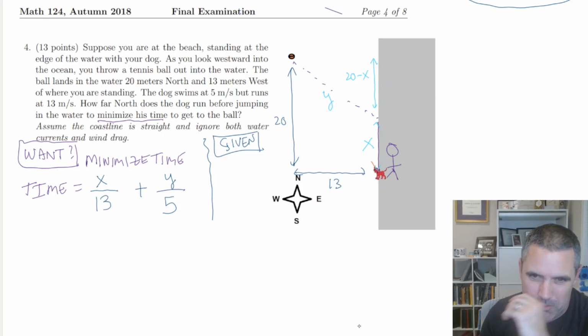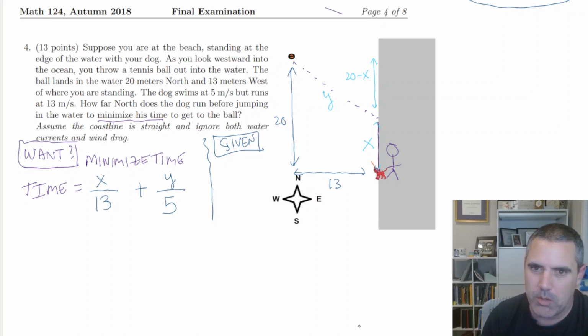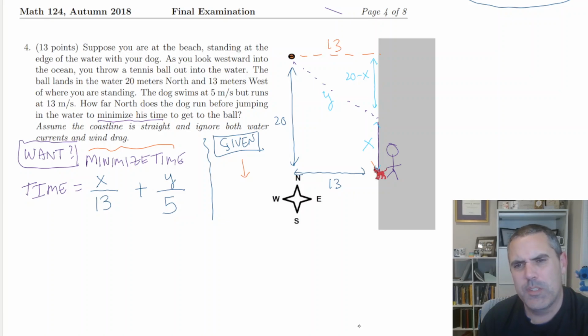Now we need to somehow turn that into a one variable function. So what can we do? Is there any equation we can write that has to do with X and Y that will allow us to get rid of one of these variables? You can see how the problem tells me what to do, having written this down. I need to get some relationship between X and Y. And I see there's a triangle there. Probably something else I could say too, but I see this triangle.